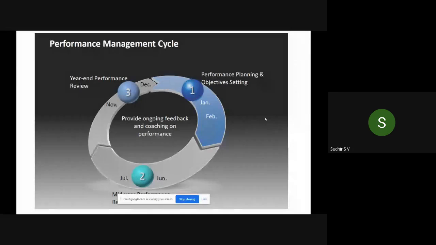So performance management should not be just restricted to one meeting at the beginning of the year, one meeting at the end of the year. That is not performance management. Performance management happens all through the year with active engagement by both the manager and the employee, right? So lots of things get discussed during this period. I've had people discuss personal issues also.